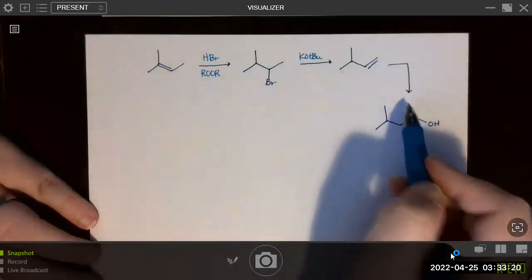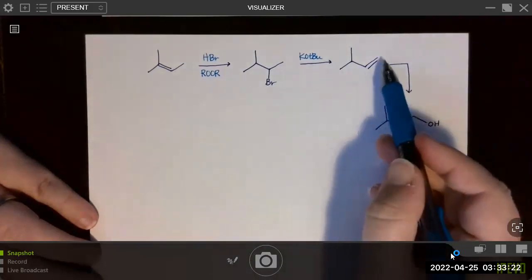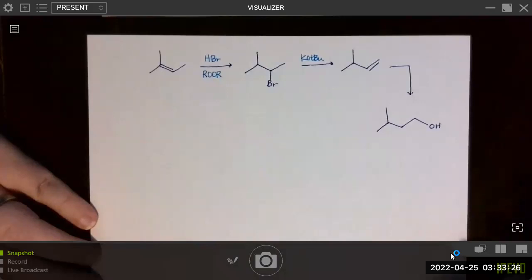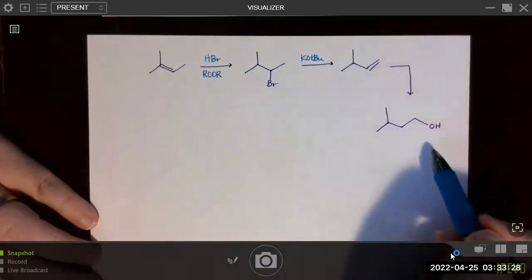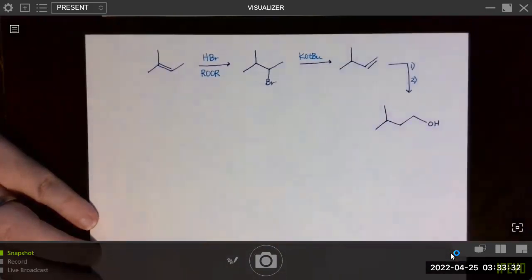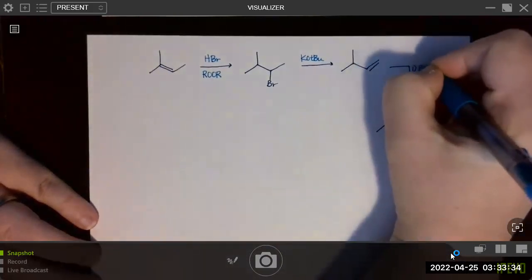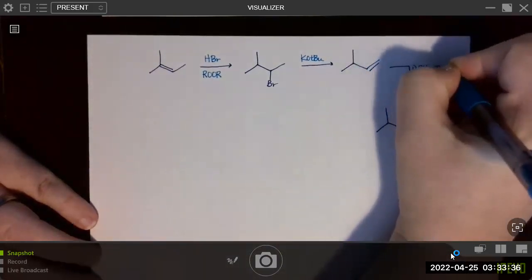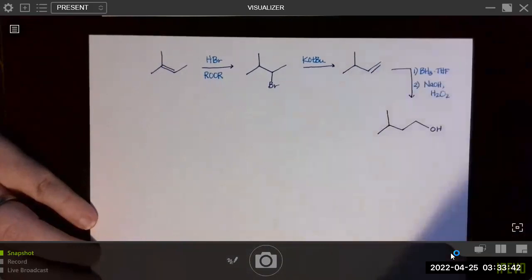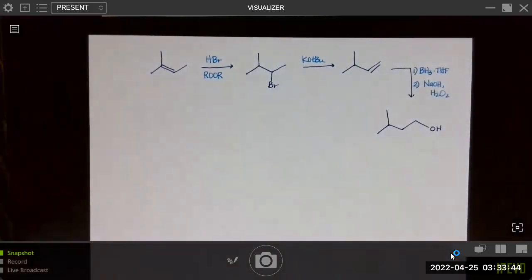Lastly, I want to do an addition reaction. Now I'm adding H and OH across the double bond. This is a hydration, and I want it to go anti-Markovnikov. I need to remember the conditions for anti-Markovnikov hydration, and that is hydroboration oxidation. So you need to know your reactions and what they do in order to be able to sequence them in these multi-step synthesis problems.